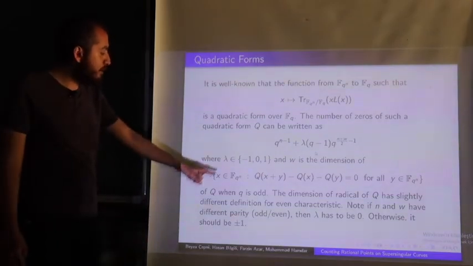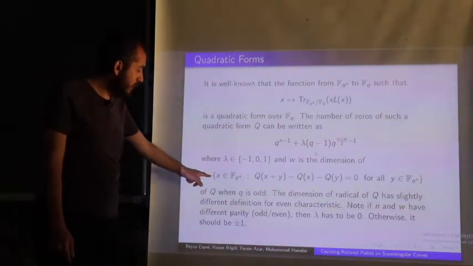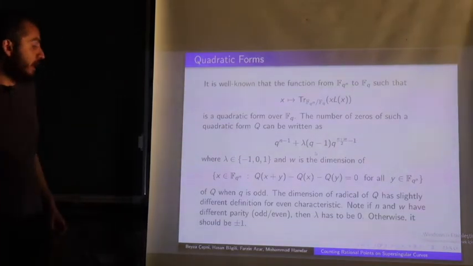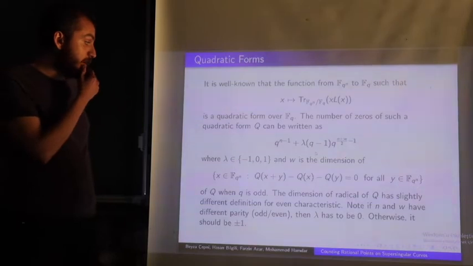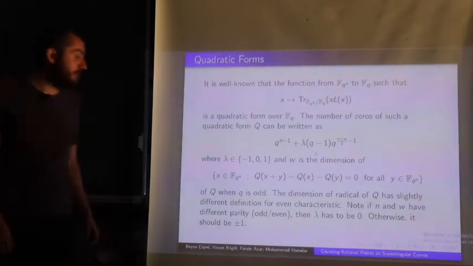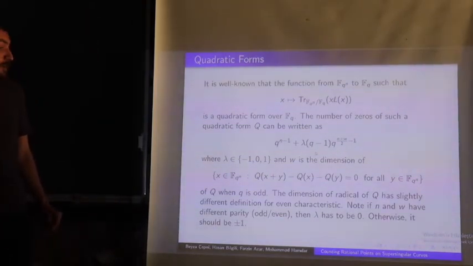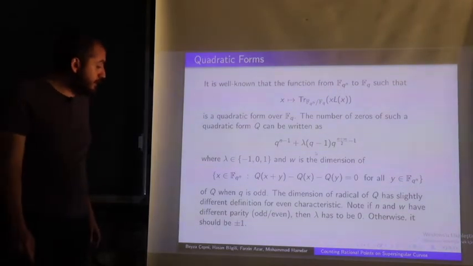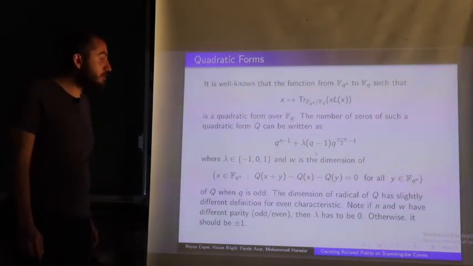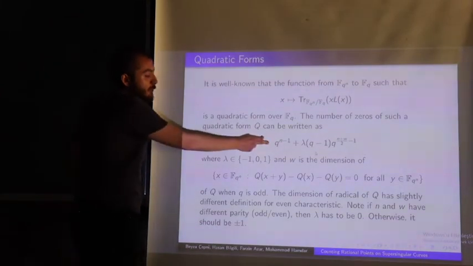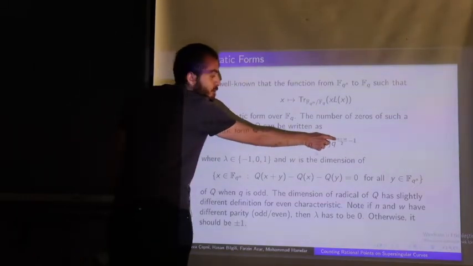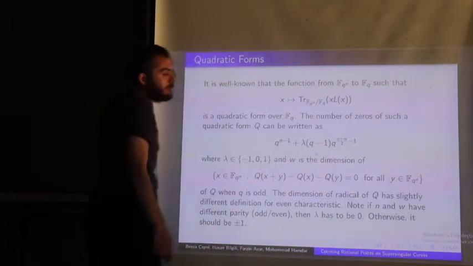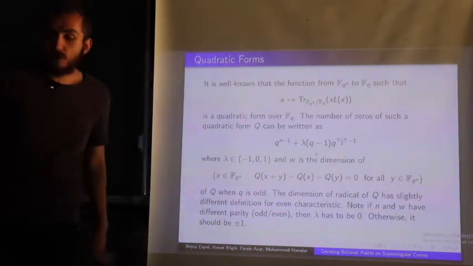Suppose that w is the dimension of the radical, I mean this, and we assume that q is odd. I have to say that the dimension of the radical of Q has a slightly different definition for even characteristic. Note that if n and w have different parity, then lambda has to be 0. This is because for this formula we need the output to be a natural number. However, if they have different parity, this will be odd, and it is meaningless. So lambda has to be 0.